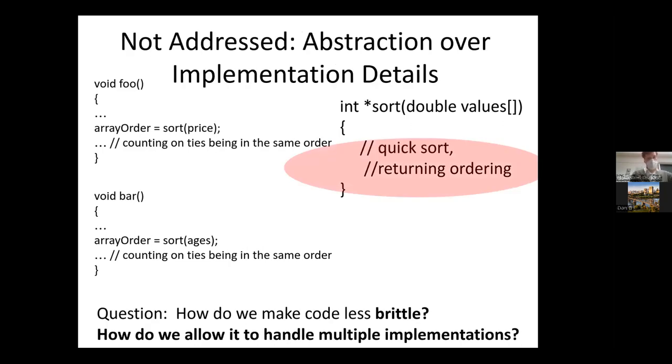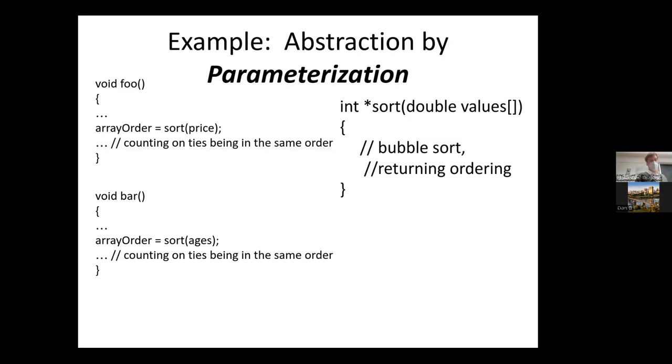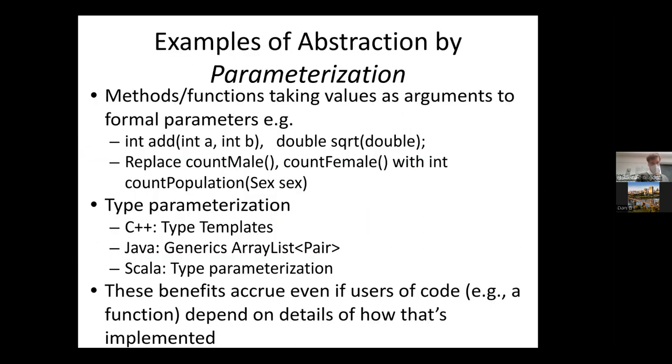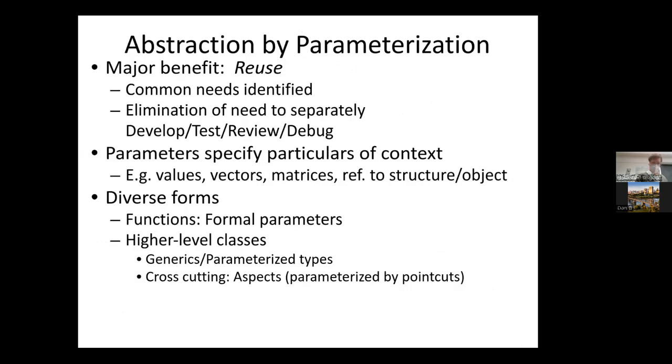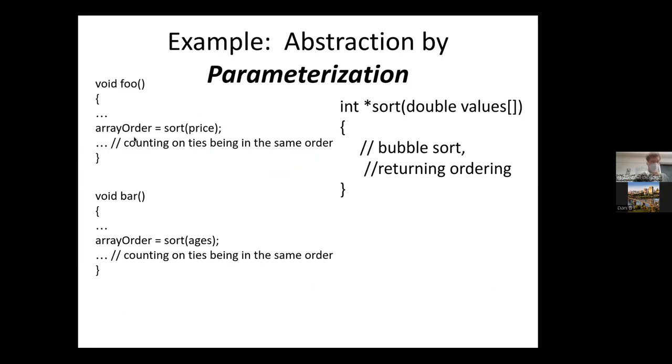Okay, but here's the thing. This is abstraction by parameterization. Remember I told you there's two types of abstraction. I just talked there about parameterization. You parameterize this. This one passes this parameter, price. This one passes this parameter. And they can both use the same thing. That's abstraction by parameterization. We can reuse this thing by parameterizing it by what to sort, right?